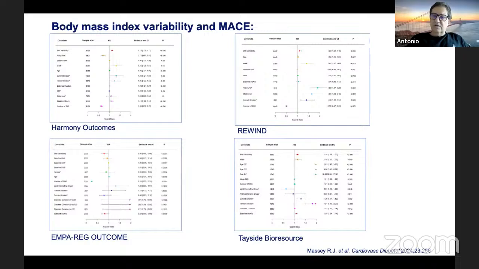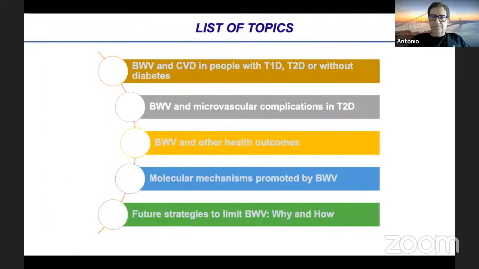The trials included in this study were Harmony, Rewind, EMPA-REG OUTCOME, and the TIE-side bioresource. And in all the studies, excluding EMPA-REG OUTCOME, and we don't know why, body weight variability was strongly associated with high risk for cardiovascular events in diabetes. So, epidemiological evidence and post-hoc analysis of trials confirmed this.